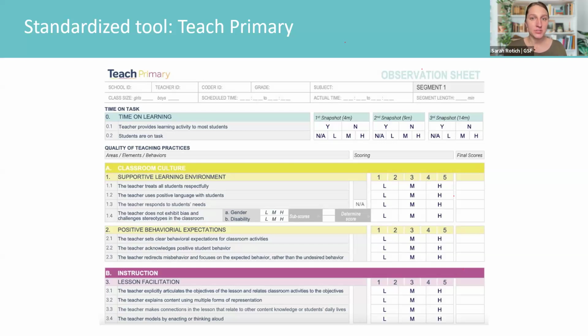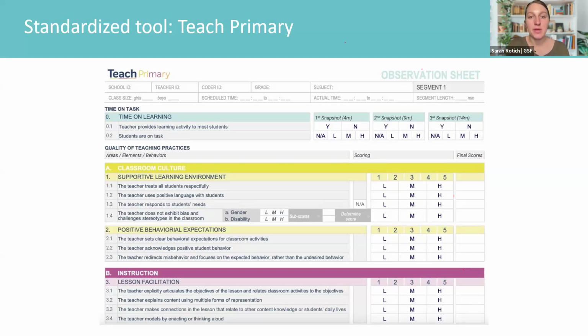And this is a standardized tool that was developed with the intention that it could be used if you walk into any primary classroom anywhere in the world. You could sit down and use this observation tool to see what the teacher's doing and how they're doing it. So you can see it starts with a measure of time on task.